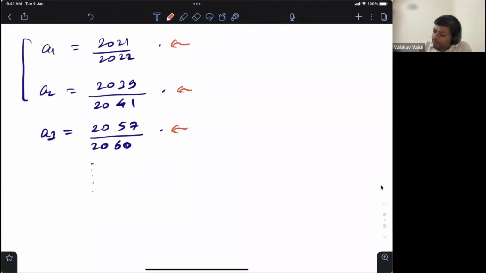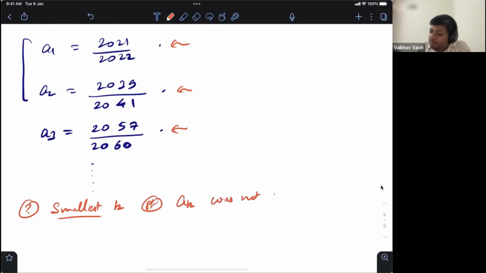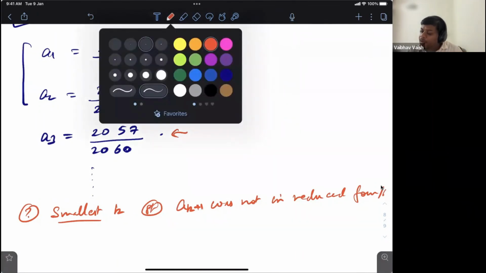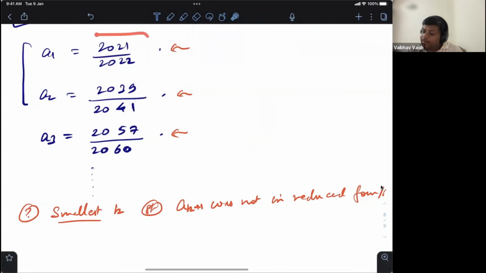So let's ask this question. Question: what is the smallest k such that A_k was not in reduced form? This is what I'm asking. See, A1 was in reduced form. So maybe a change of notation will help us. Smallest k such that A_{k+1} was not in reduced form. Okay. So for k equal to 0, that is A1, this is in reduced form.